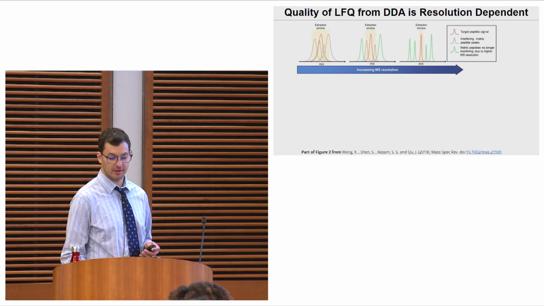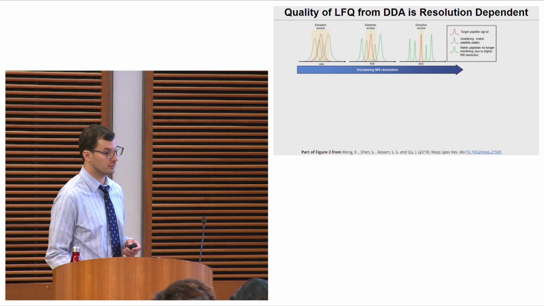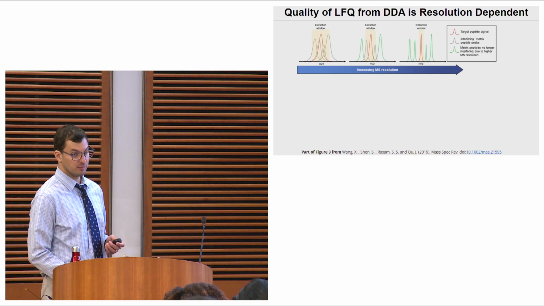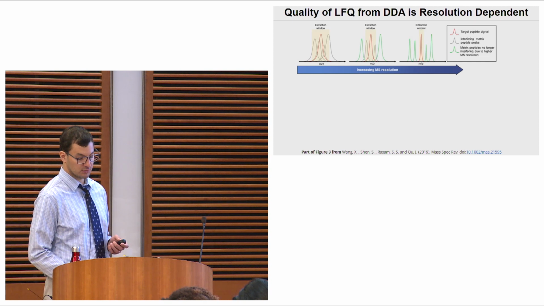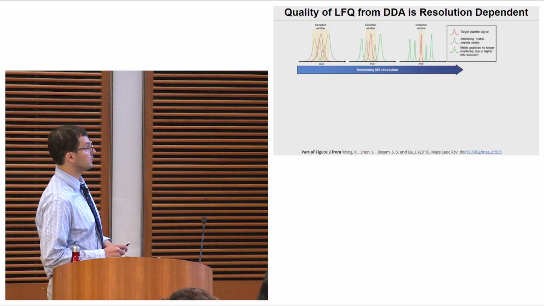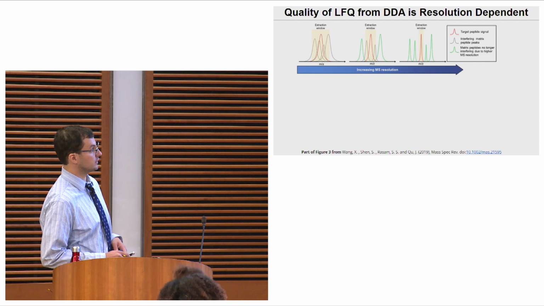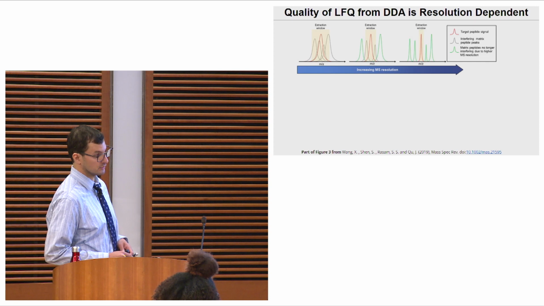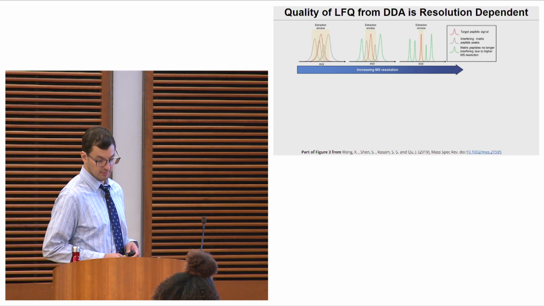I also want to make the point that LFQ is resolution dependent and interference dependent. And this is illustrated really nicely in this figure from a recent review. They're showing you how M over Z peak shape and the data extraction window width change from low resolution on the left to high resolution on the right. And these gray peaks are interfering peaks. The red peak is your peak of interest. Green ones are ones that are excluded based on the good resolution and the smaller extraction width.